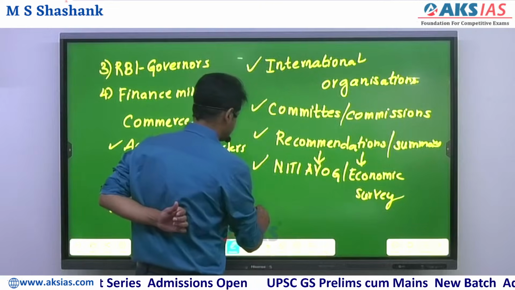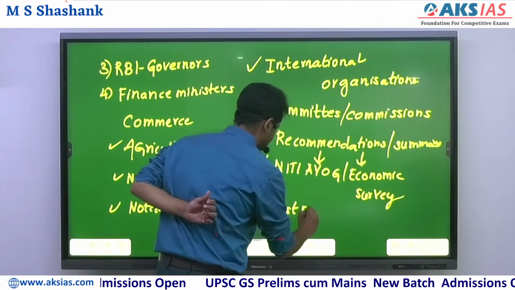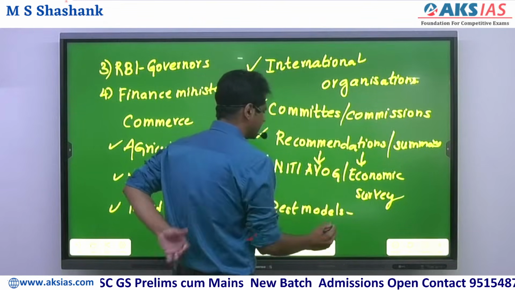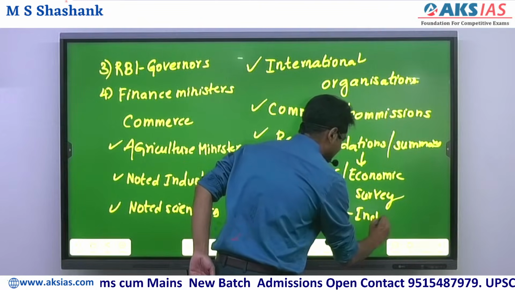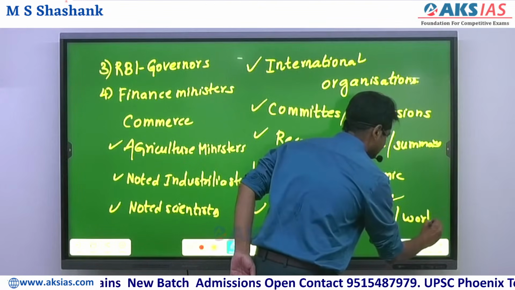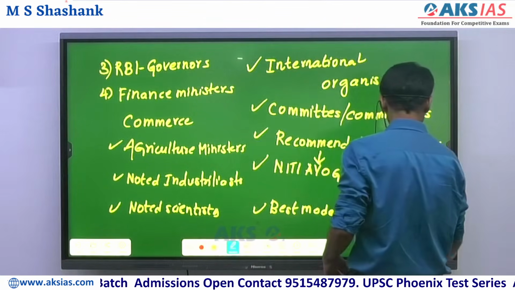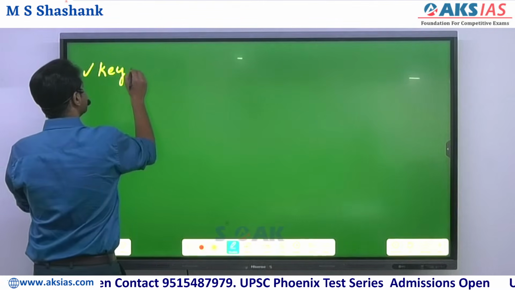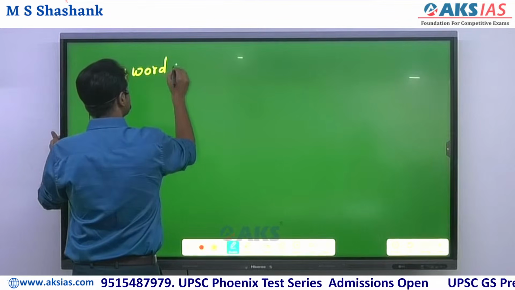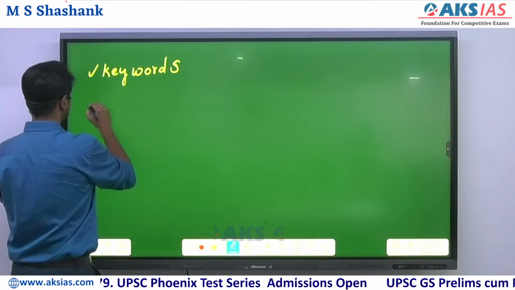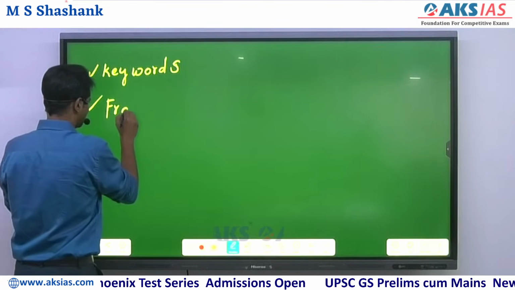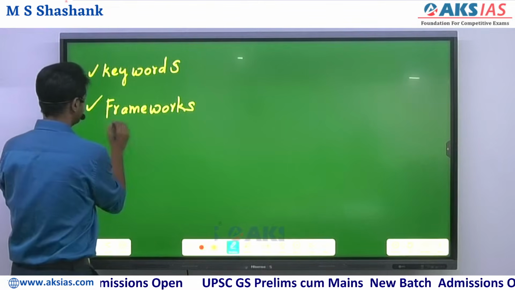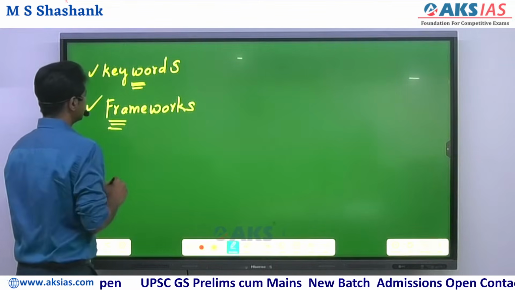And of course, best models: best PPP model, best PDS model, likewise best models in India across the different states or best model in the world. Both you should be aware of. Then apart from that, of course, for economy, it's all about keywords. Keywords matter a lot in economy. And of course, economy also runs around frameworks. There is a lot of scope to write good frameworks easily in your answers.